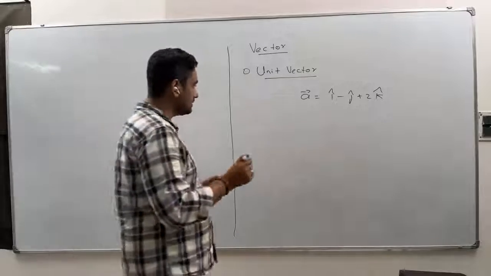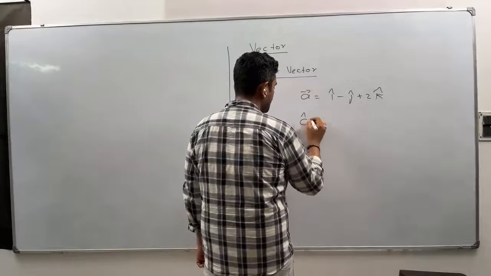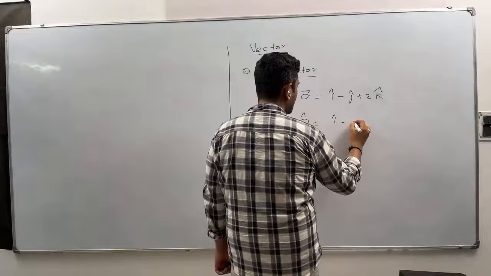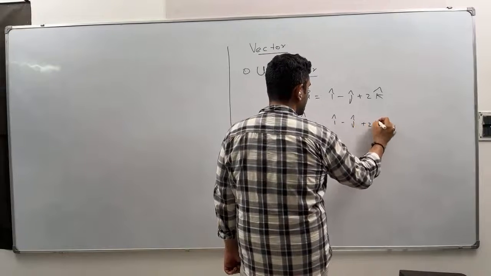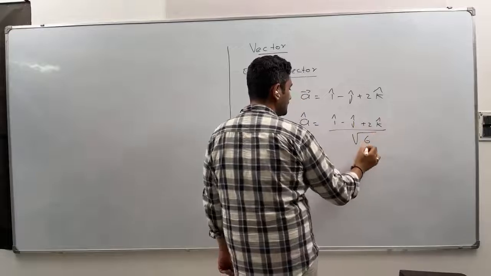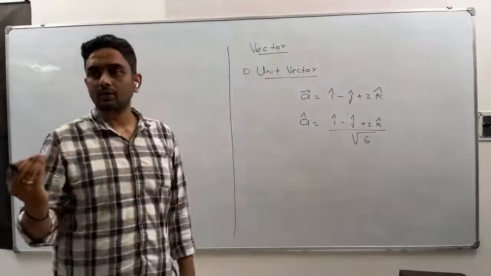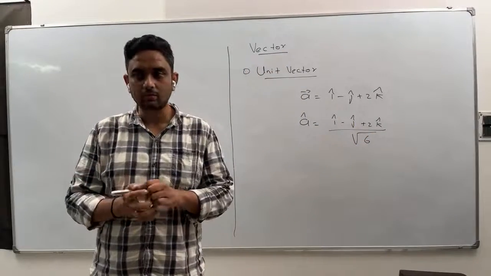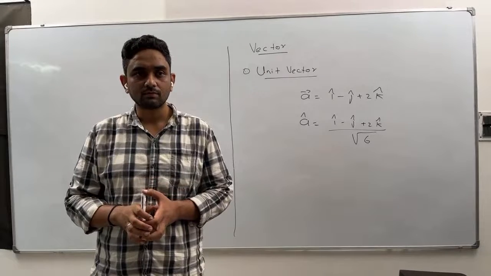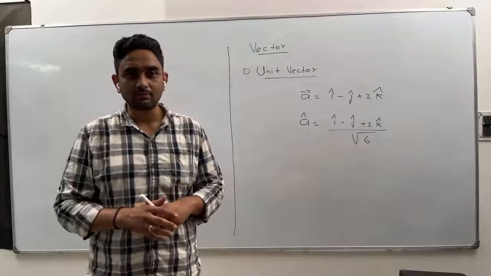So what will happen? This will be like this. So we'll say A cap. A cap will be I cap minus j cap plus 2k cap divided by its mod. That is root 6. So basically you take the coefficient of I, j, k, square it and add it. All right. So easy and simple.